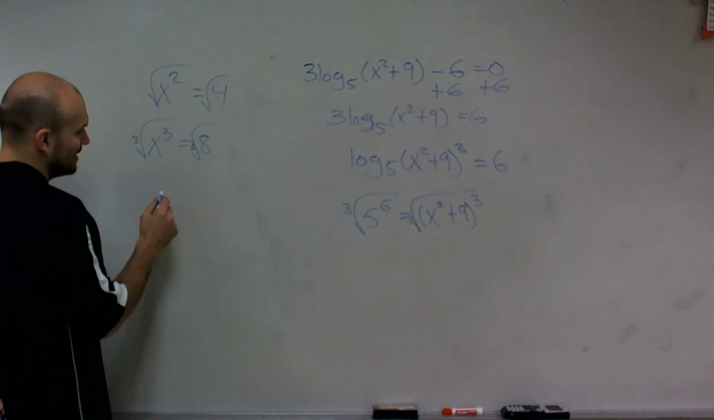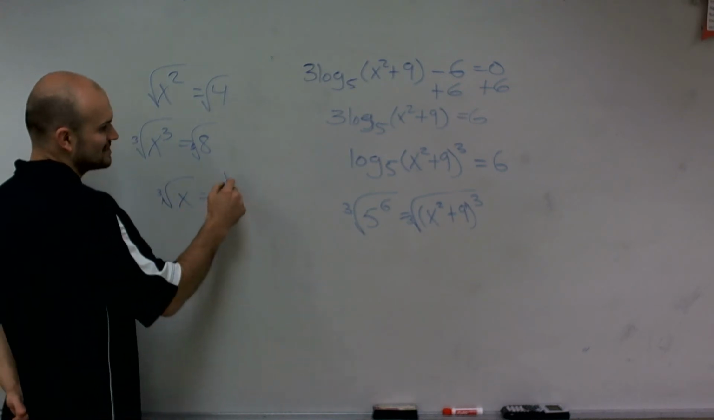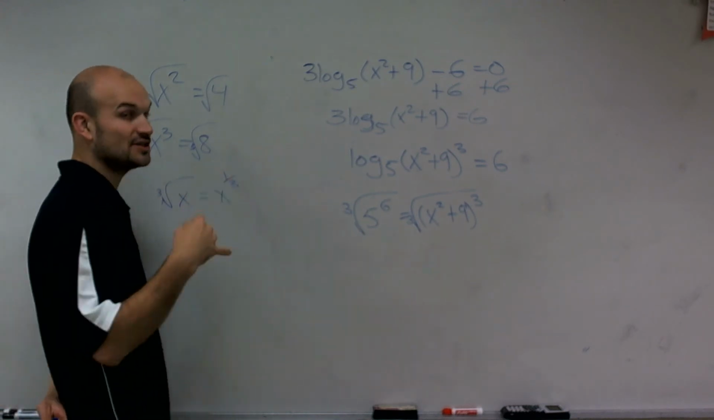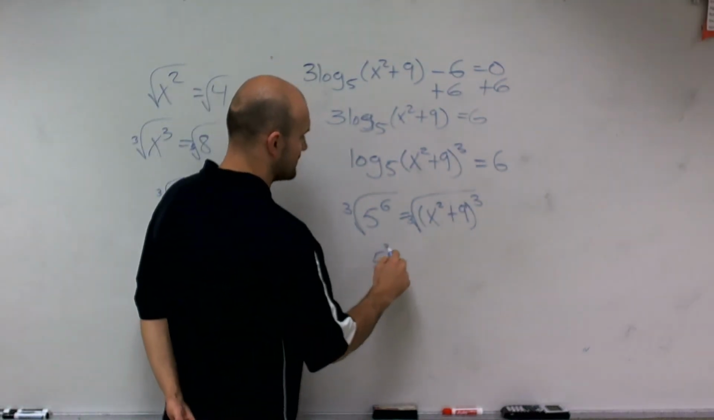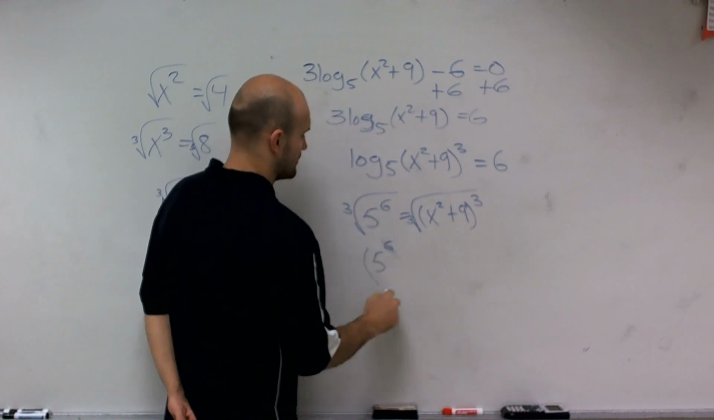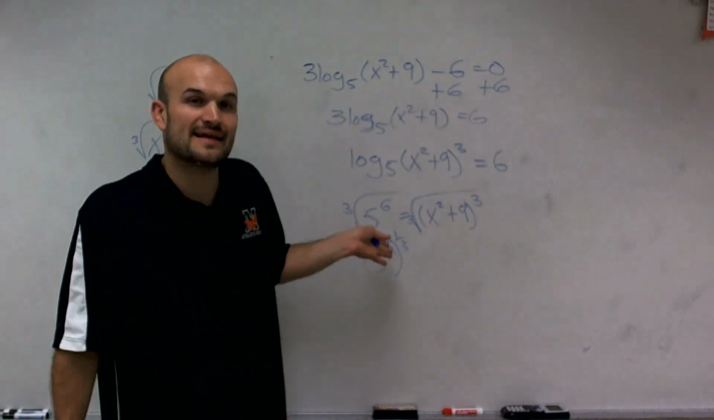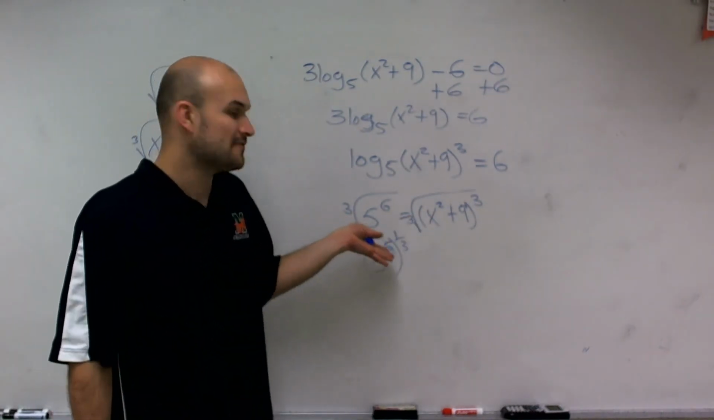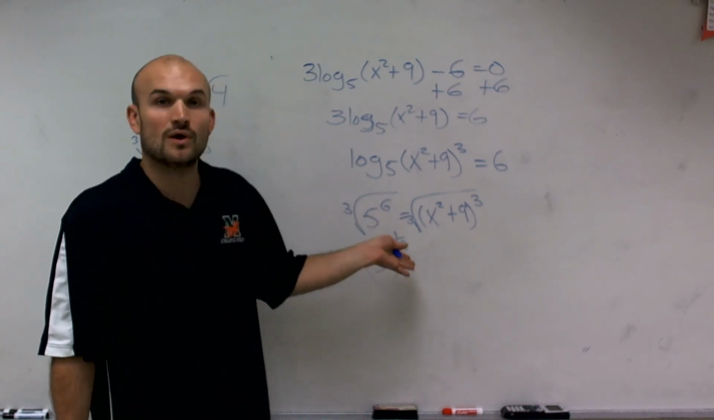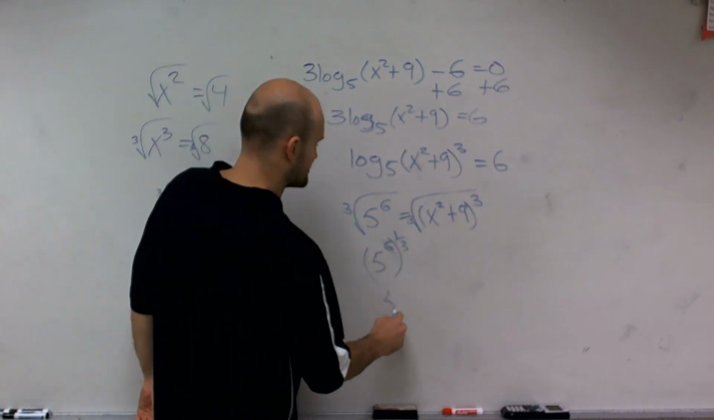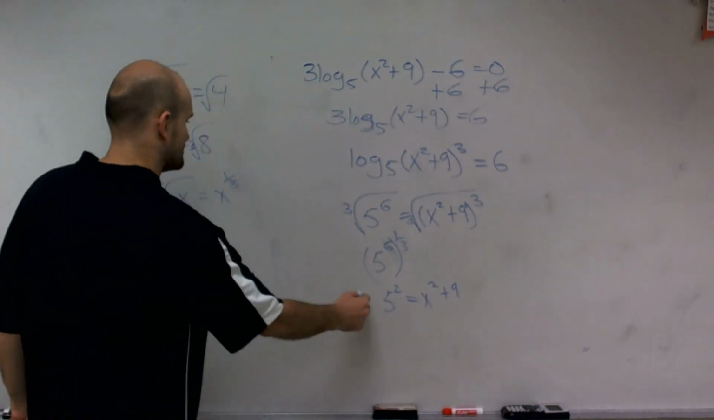Now the other thing to remember is the cube root of x is equal to x to the 1/3 power, right? So I'm just going to rewrite that as x raised to the 1/3 power to help us out. So therefore I have 5 to the 6th power times the 1/3 power. And the reason why I like to do that is because now I can apply the power of a power rule of exponents. And remember, when you have an exponent raised to another exponent, you multiply them. So 6 times 1/3 is going to be 2, which is just going to leave me with 5 squared equals x squared plus 9.